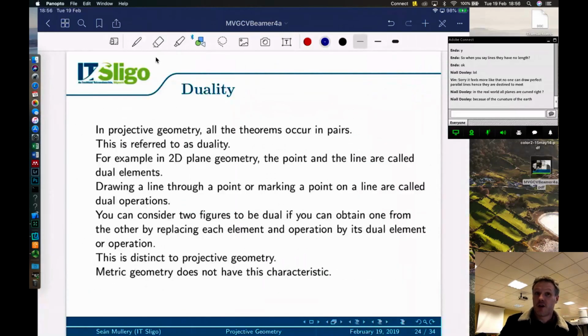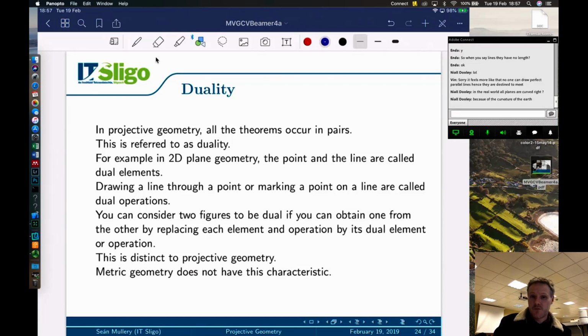Now, I mentioned this term earlier, duality or dual, where I said that if a point is incident with a line, what that means is that that point is on that line, or that line passes through that point, and that therefore they're just two different ways of looking at the same thing. In projective geometry, all theorems occur in pairs. So this is referred to as duality. So for example, in 2D plane geometry, the point and the line are called dual elements. Drawing a line through a point or making a point on a line are called dual operations.